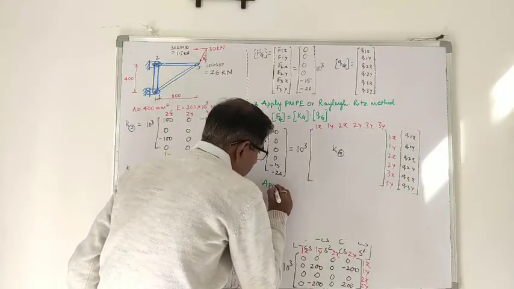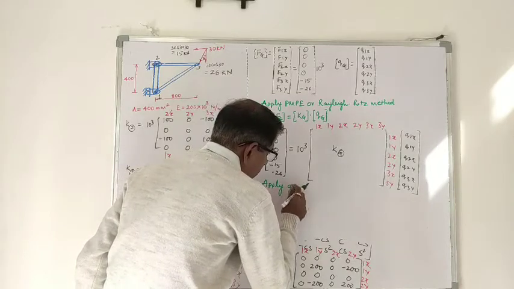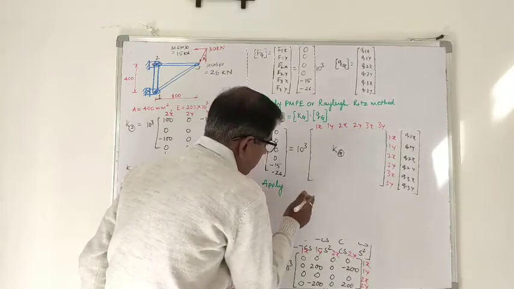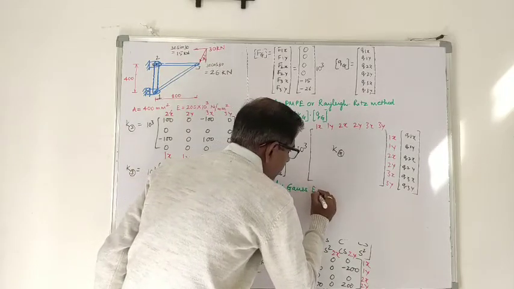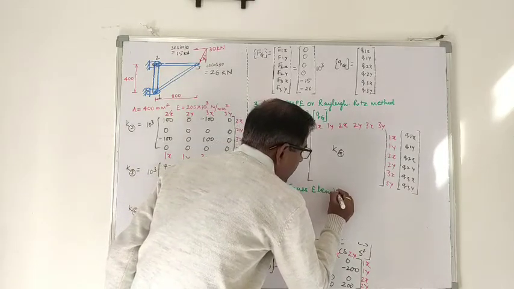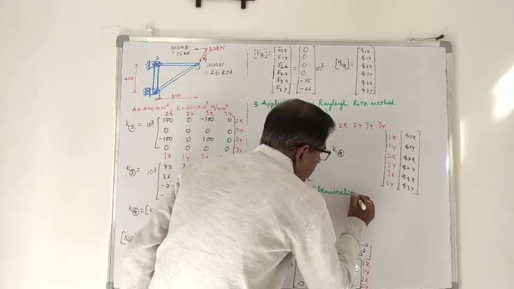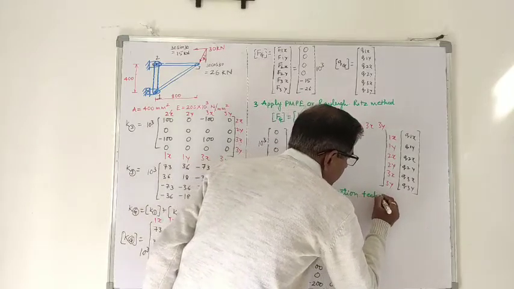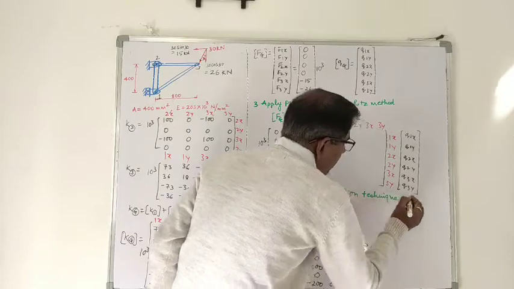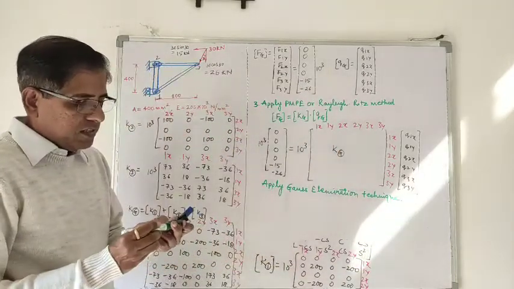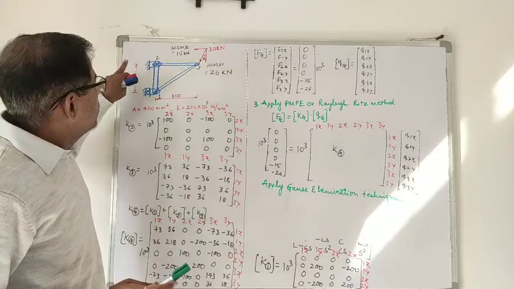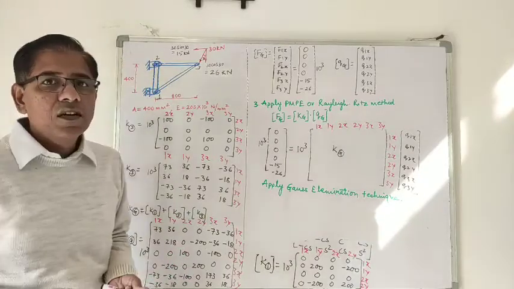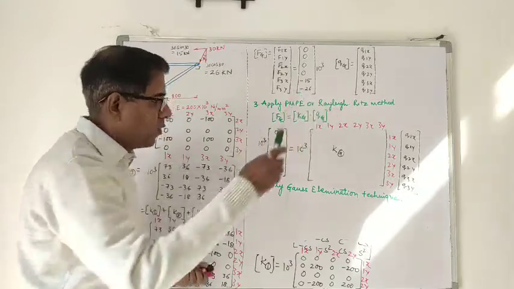So apply Gauss elimination technique. So Gauss elimination technique says those which are fixed need to be cancelled out.